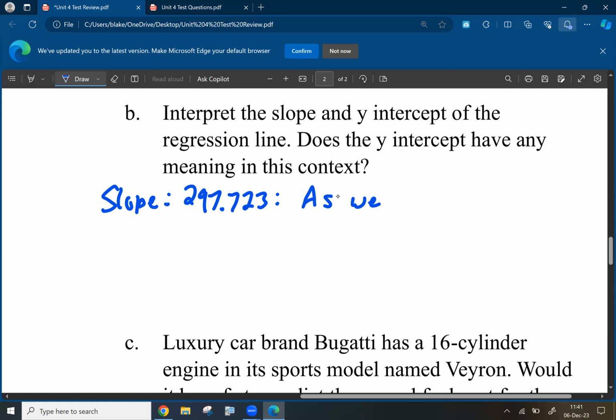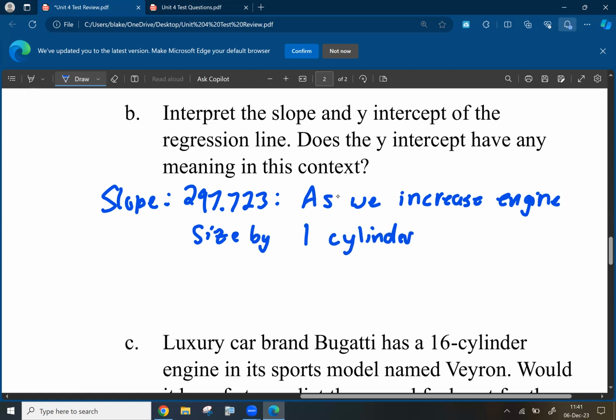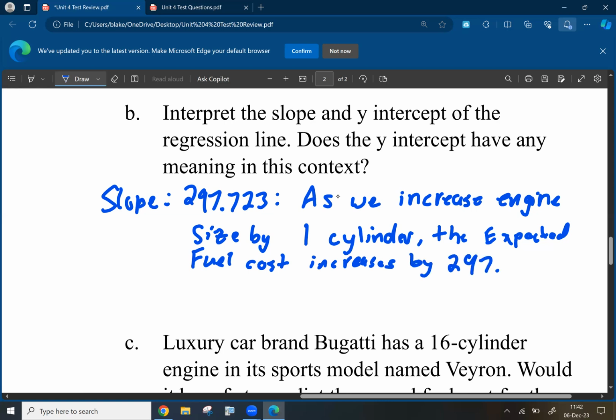as we increase engine size by 1 cylinder, let's say the expected fuel costs increase by $297.72, basically. All right, and now the y-intercept.